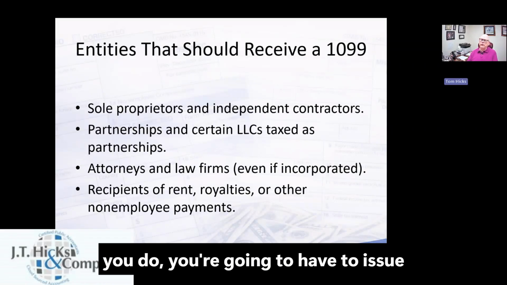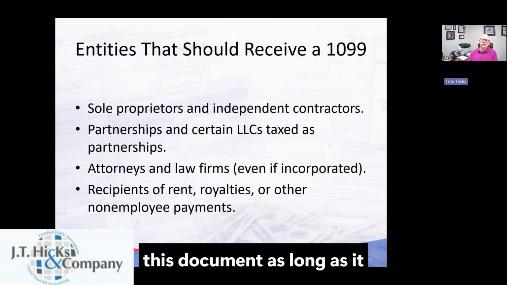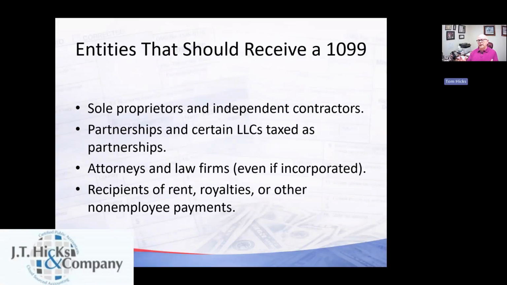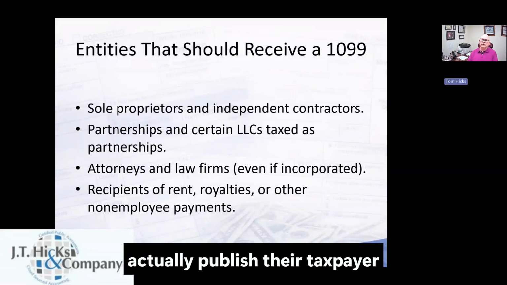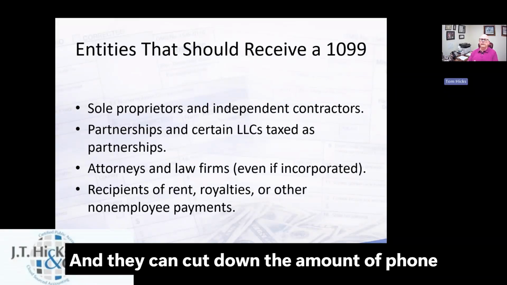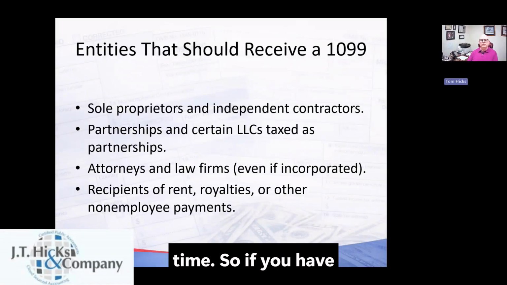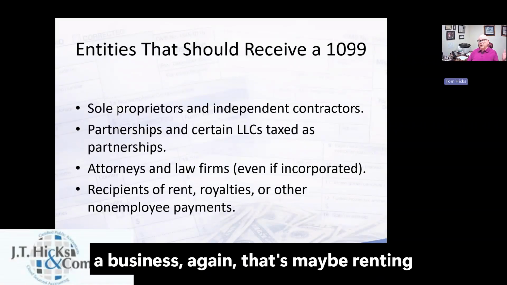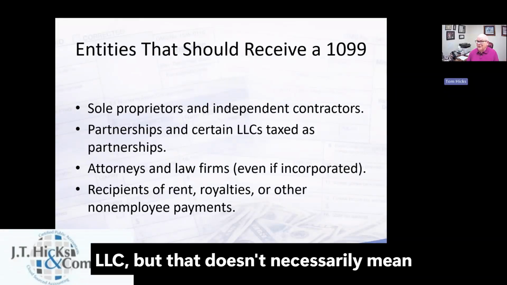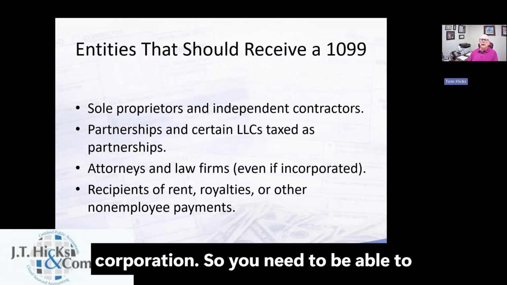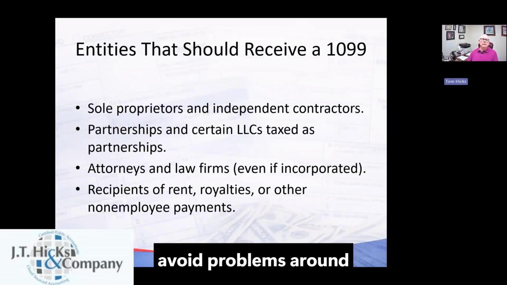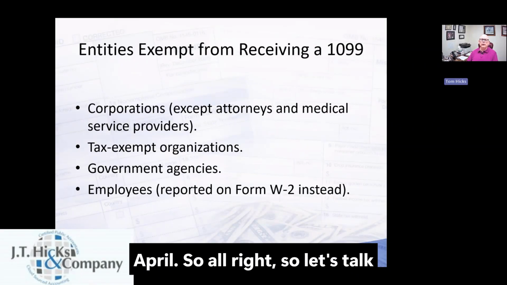Attorneys and law firms, no matter what you do, you're going to have to issue this document as long as it exceeds the minimum amount, which we're going to talk about in one of the next slides. It's become so common that many law firms publish their taxpayer identification number on their website, mostly so you don't have to call them, and they can cut down the amount of phone traffic, especially around tax time. If you're renting space from an individual, it could be an LLC, but that doesn't necessarily mean that person is reporting as a corporation. So you need to be able to capture that information. Again, I'm going to give you some tips for how to avoid problems around tax time, that's February, March, and April.